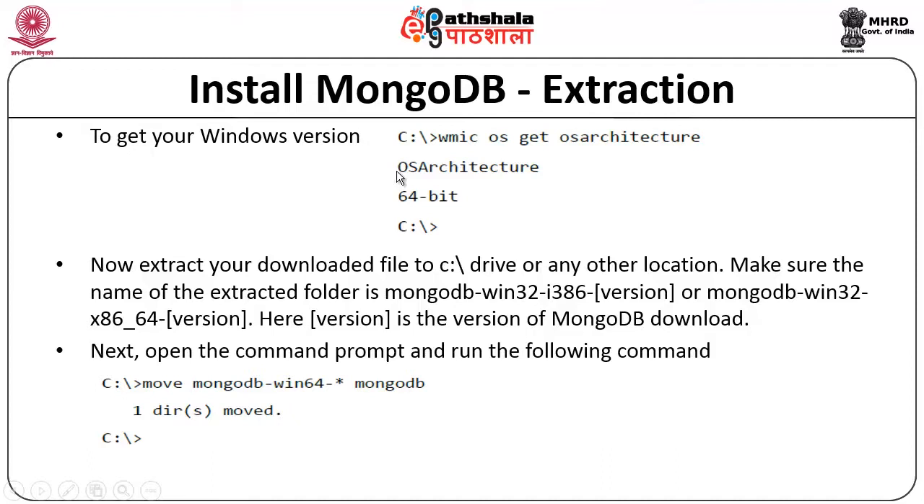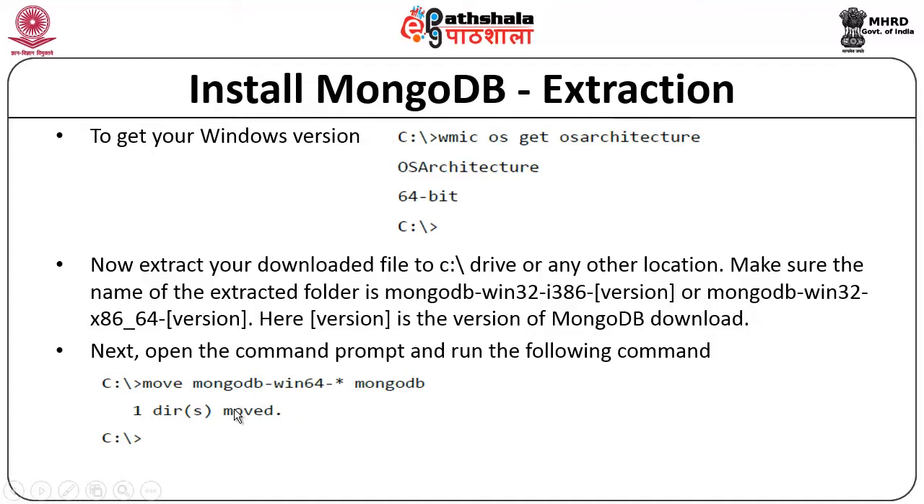So, in the Windows environment, if you want to know the version of Windows you have, 32-bit or 64-bit, you can simply type this command: wmic os get osarchitecture. When you press the enter key, it will give you the OS architecture, that is the 64-bit version or 32-bit version, according to what you have installed in your machine.